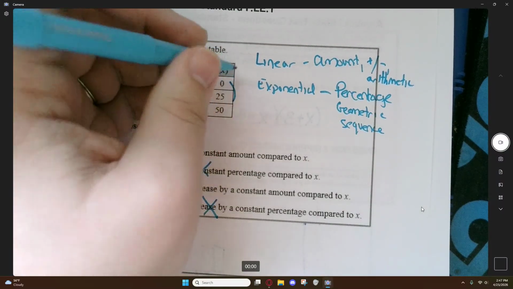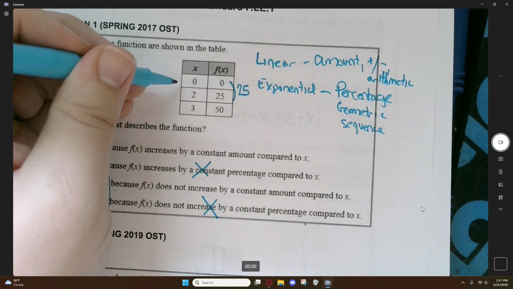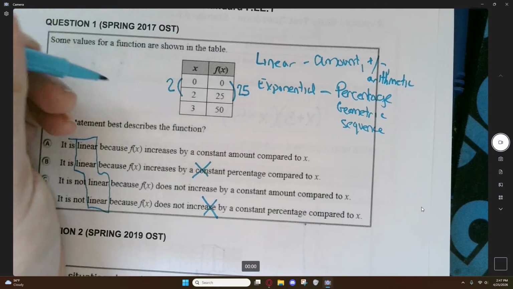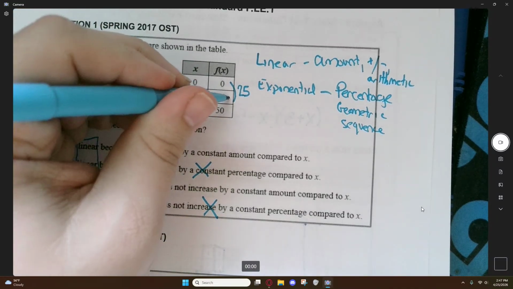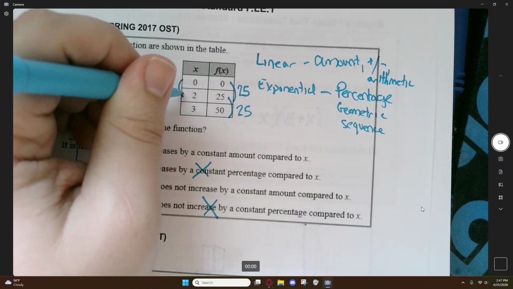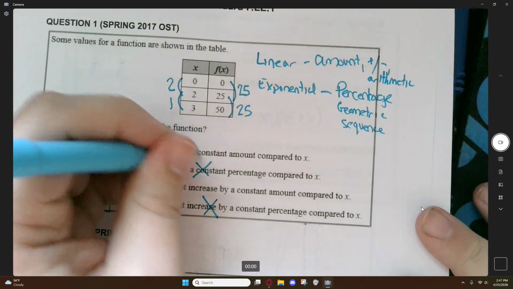Okay? The difference between these two, 0 and 25, is 25. The difference between these two, 2 and 0, is 2. The difference between these two, 25 and 50, is also 25. But the difference between these two, 3 and 2, is 1. So you'll see that it's not constant. It's not consistent. So therefore, it's not linear.